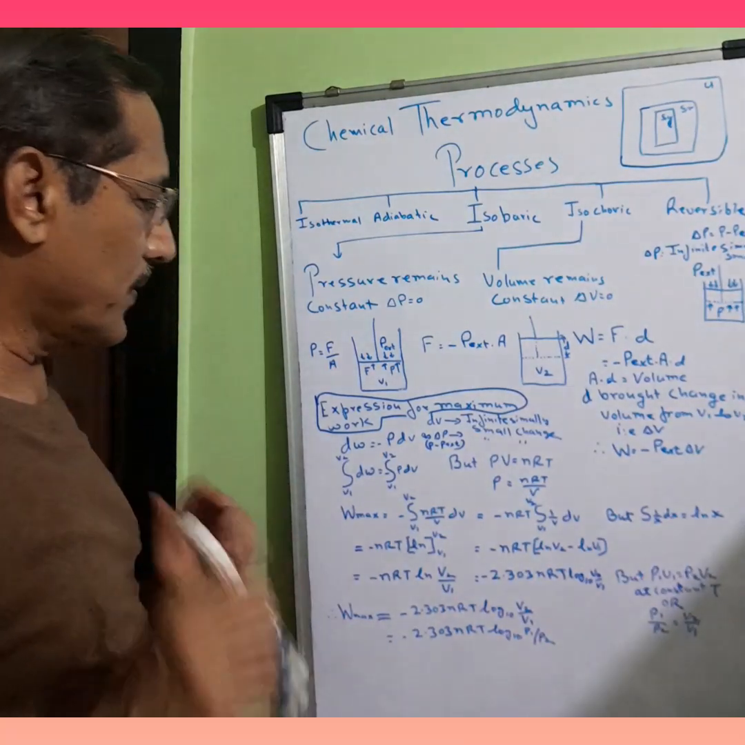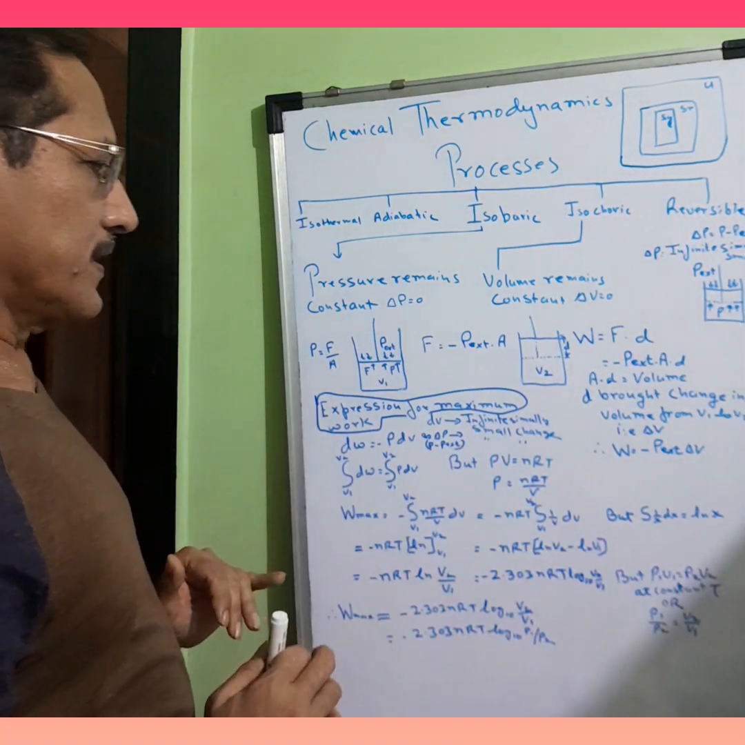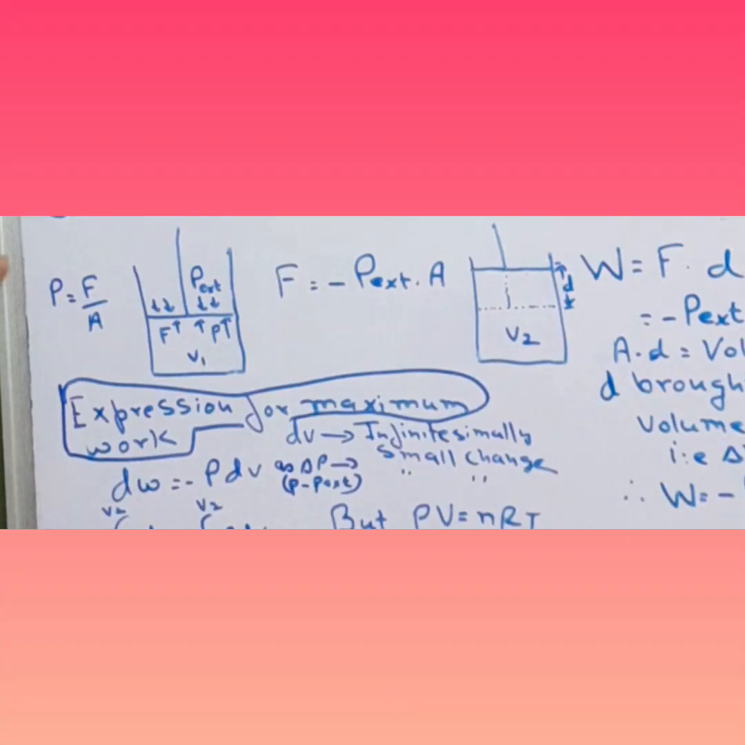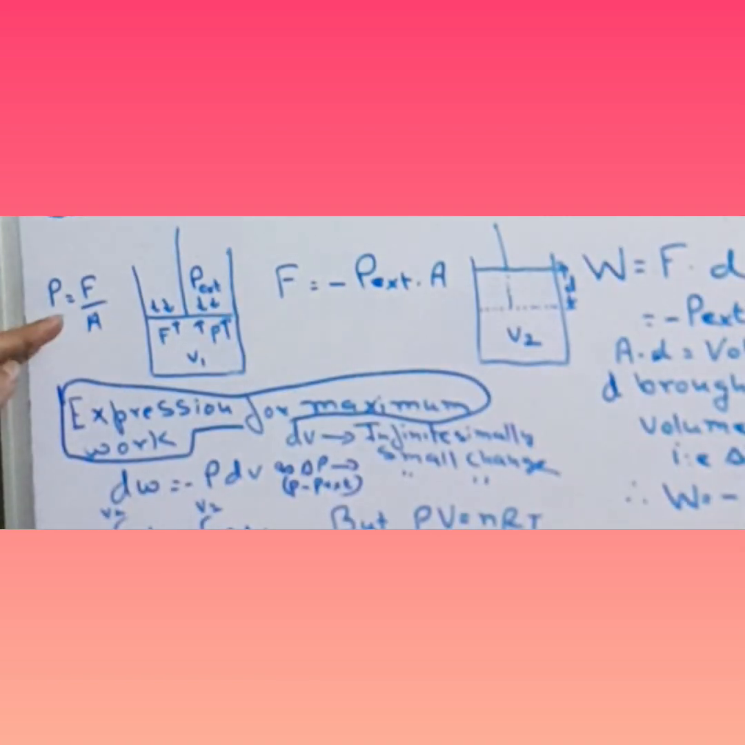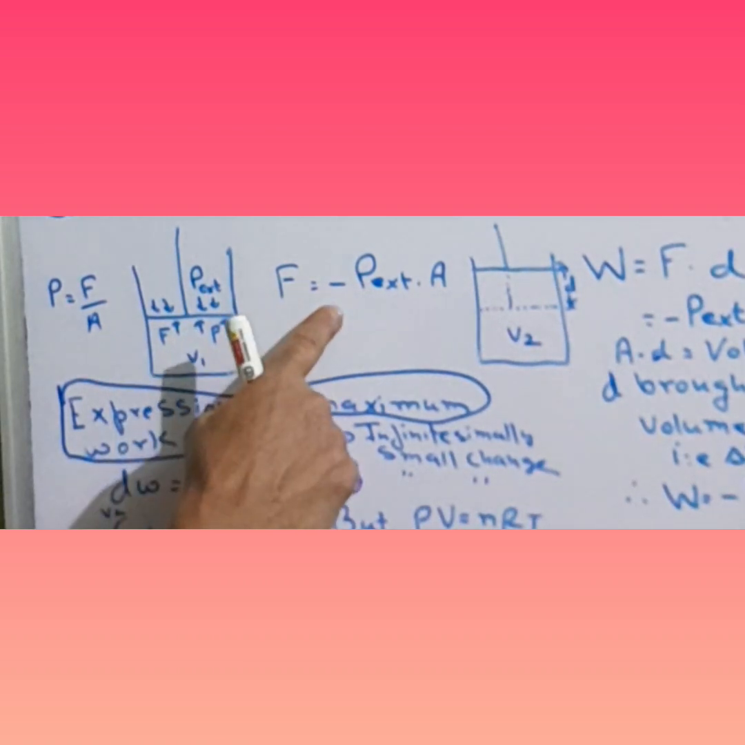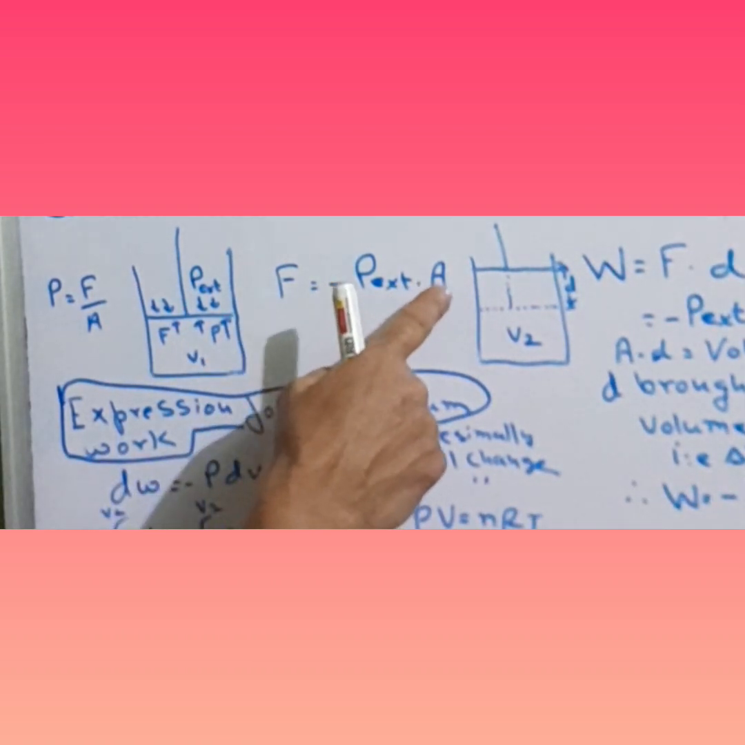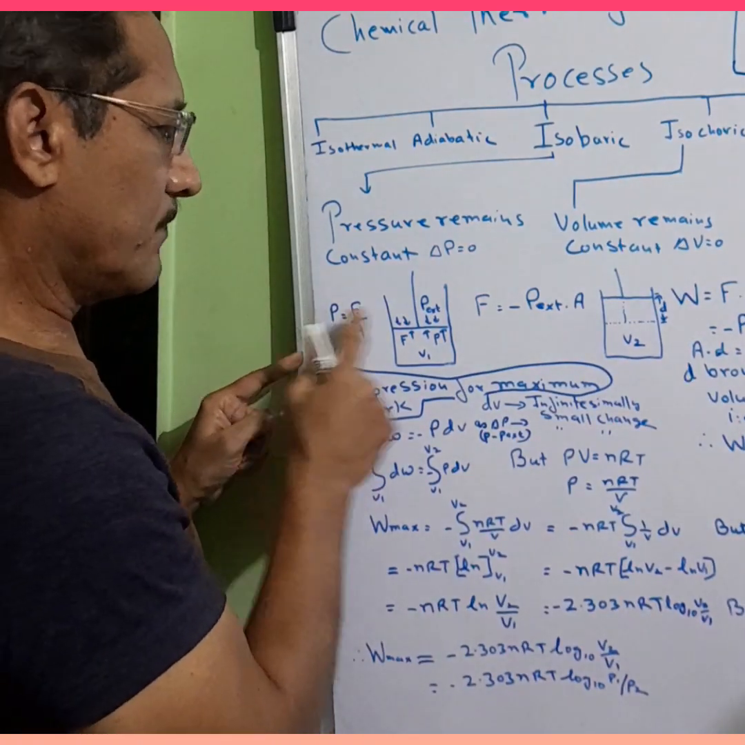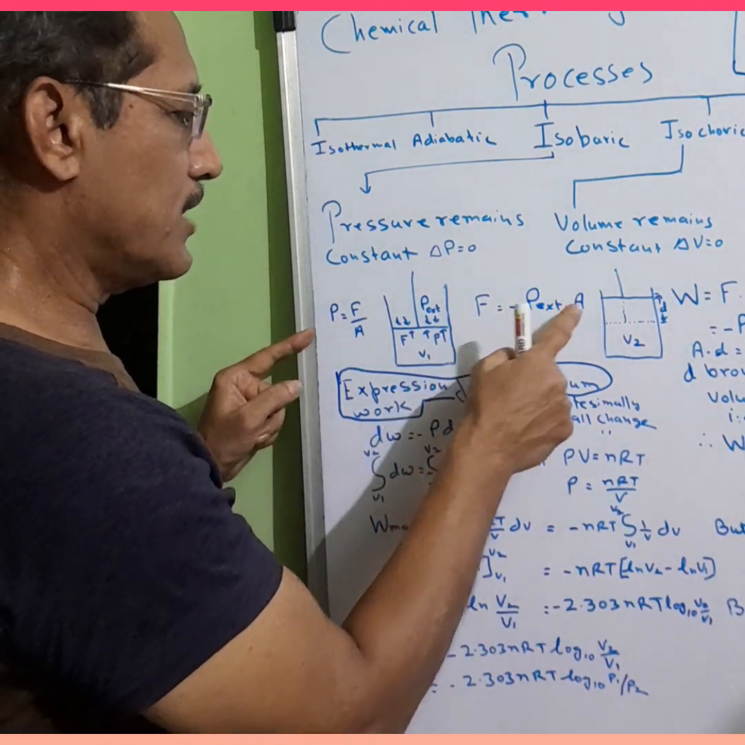In a slow mode. Okay. To begin with, if we come over here, pressure, you know, is force upon area. So force is equal to P external into area A, we took it here. So it became P external into A.